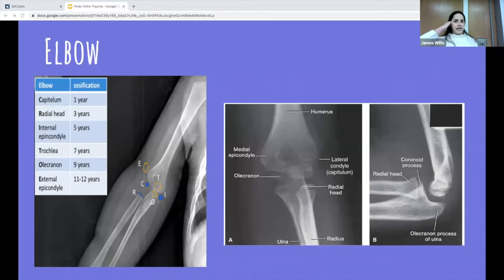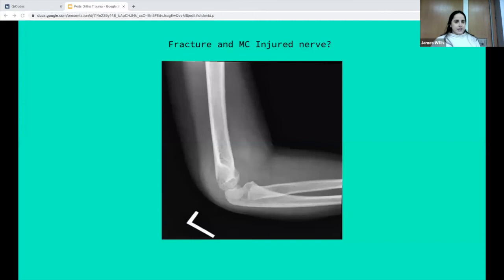So if you see anything that isn't supposed to be there on the X-ray, then it is most likely a fracture. So you can always pull this up and make sure that what you're seeing on the X-ray is appropriate for the patient's age. So if this is a pediatric patient, what would be the most common fracture and the most commonly injured nerve? And we discussed this earlier today.